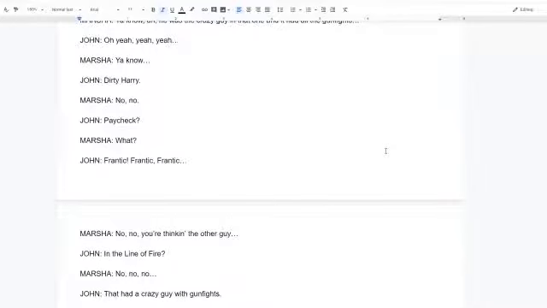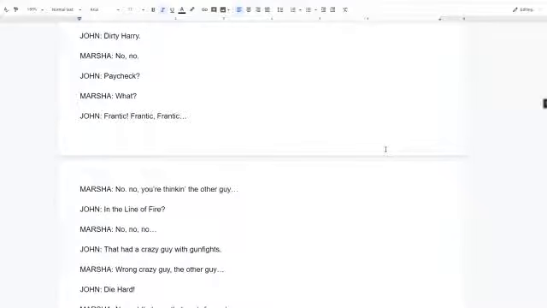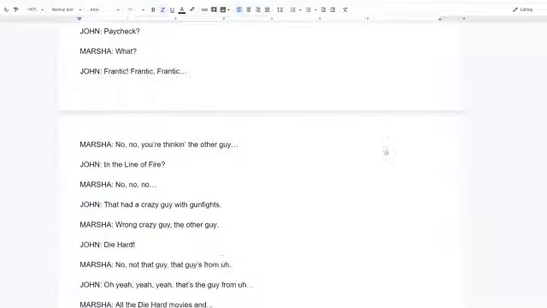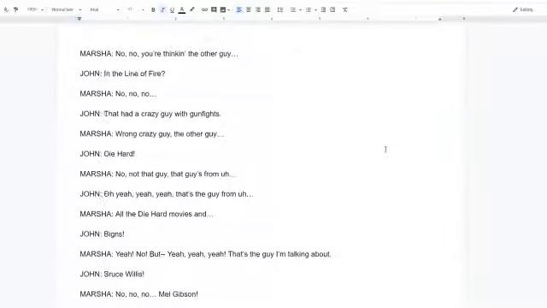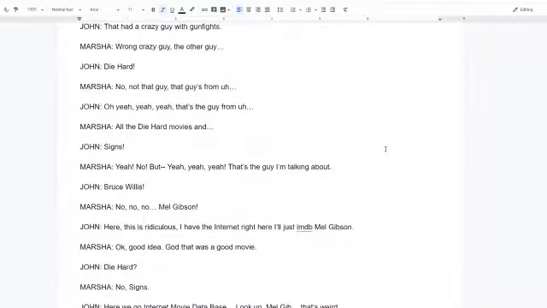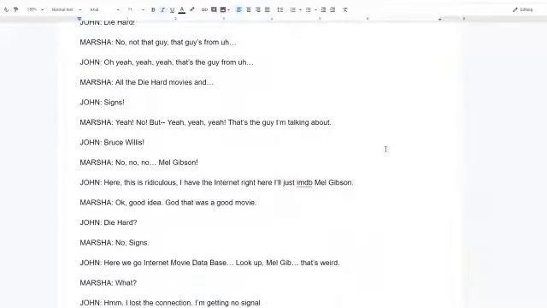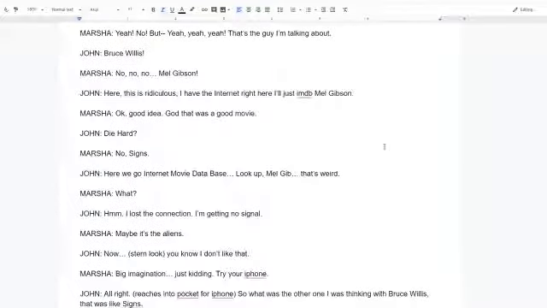Dirty Harry? No. Paycheck? What? Frantic. No, you're thinking the other guy. In the Line of Fire? No. I had a crazy guy with gunfights. Wrong crazy guy. The other guy. Die Hard. No, not that guy. That guy's from Oh, yeah. That's the guy from all the Die Hard movies and Signs. Yeah. No. But yeah. That's the guy I'm talking about. Bruce Willis. No. Mel Gibson.